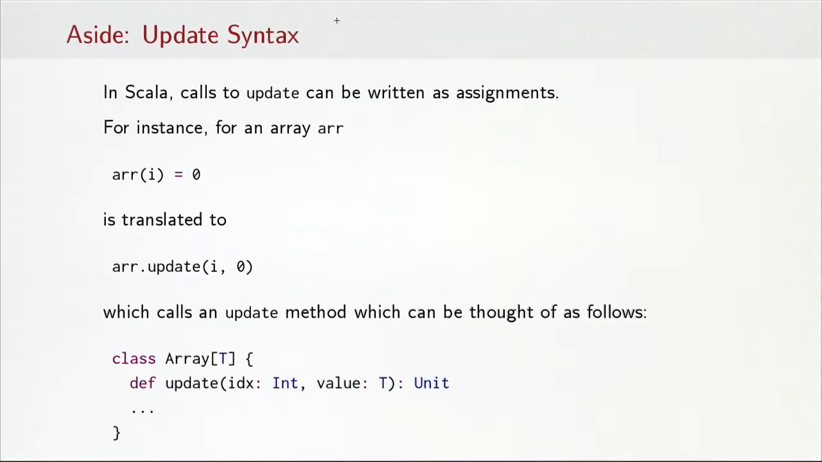You've probably seen that already when working with arrays. For an array arr, you would write arr(i) = 0, and what actually happens here is that this assignment is translated to arr.update(i, 0). And that would call the update method in class Array, which has this definition here. So update takes an index and a value of the element type of the array and returns Unit. So under the covers, when you write an indexed assignment like that, you really get a call to update.